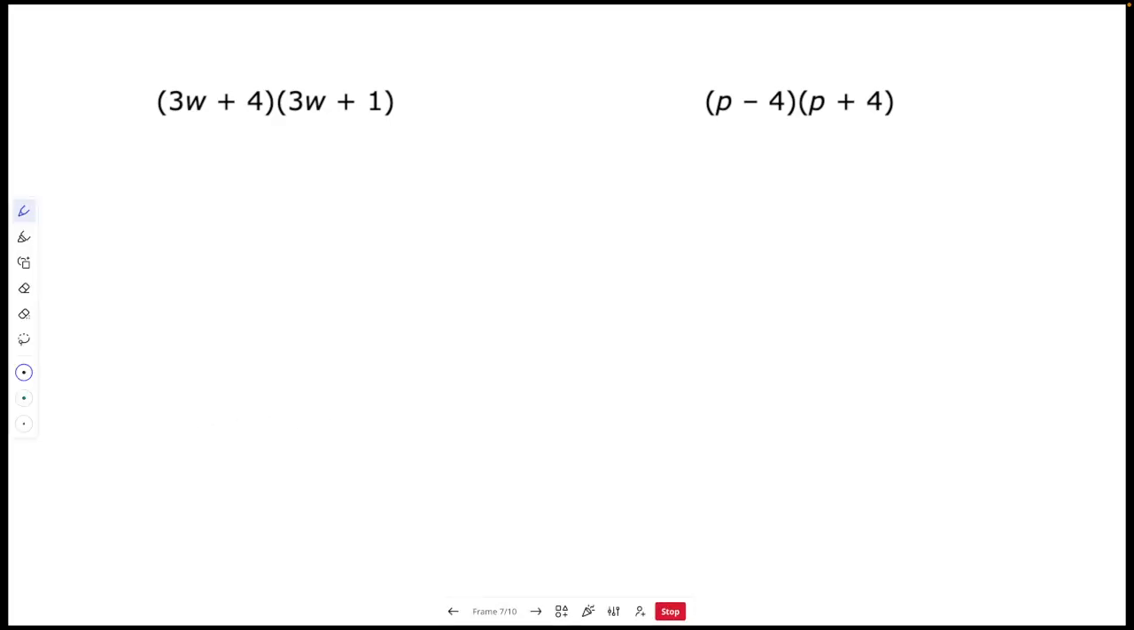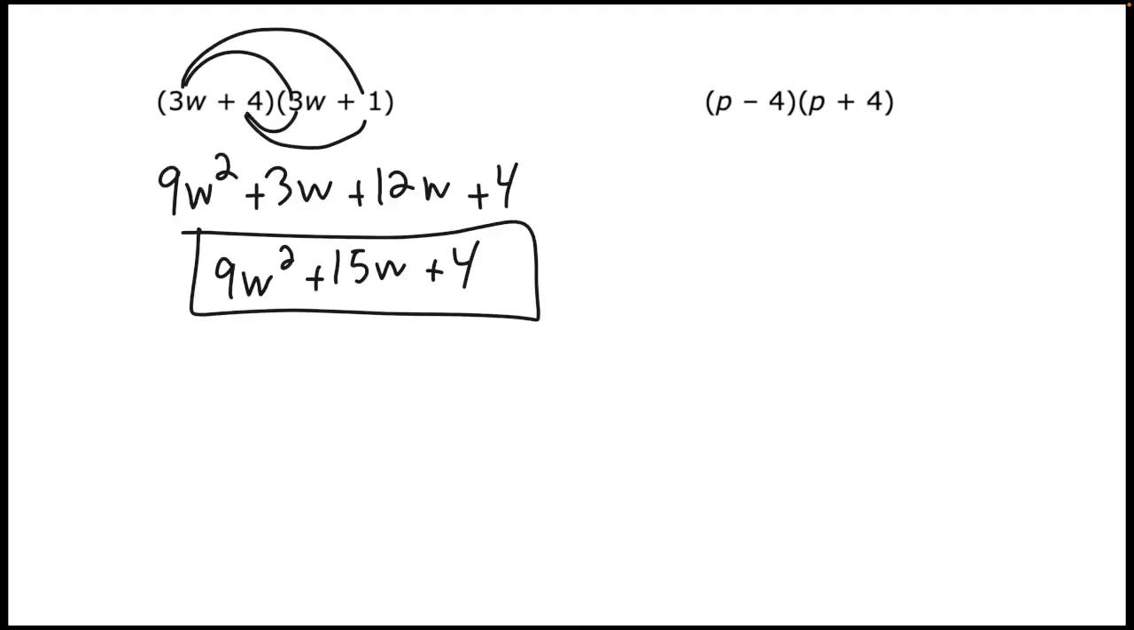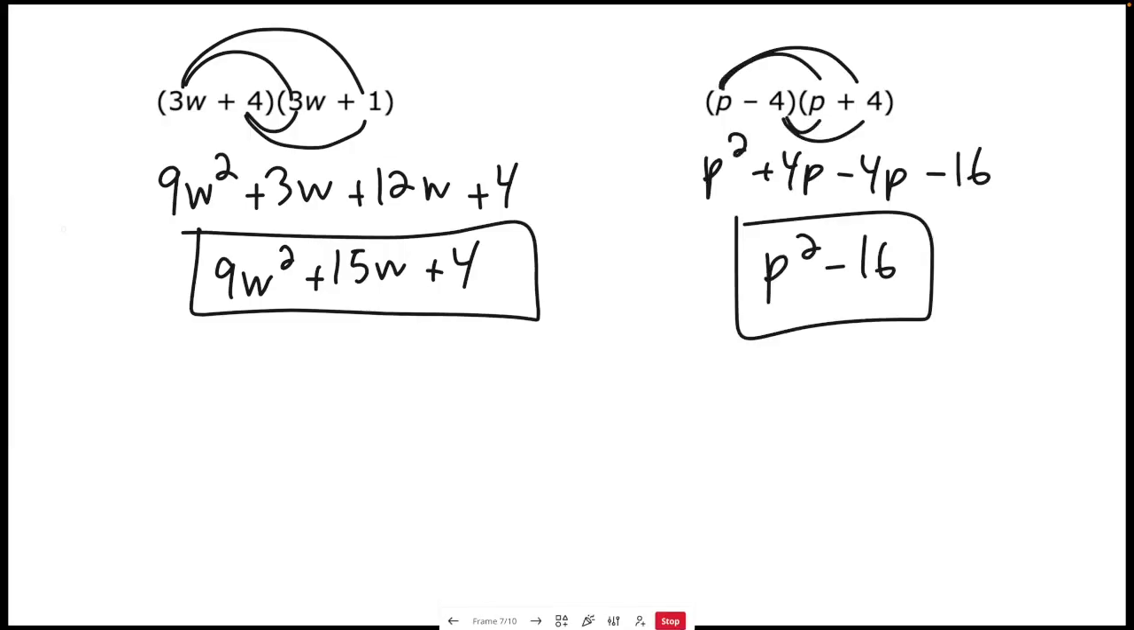Okay, now that you've had time to work these problems, let's check your solutions. Okay, for the first problem, here's the work, and you should have ended up with 9w squared plus 15w plus 4. And for the second problem, you should have ended up with p squared minus 16. Notice that when you did positive 4p minus 4p in the middle, you ended up with 0p, so we don't even put it.